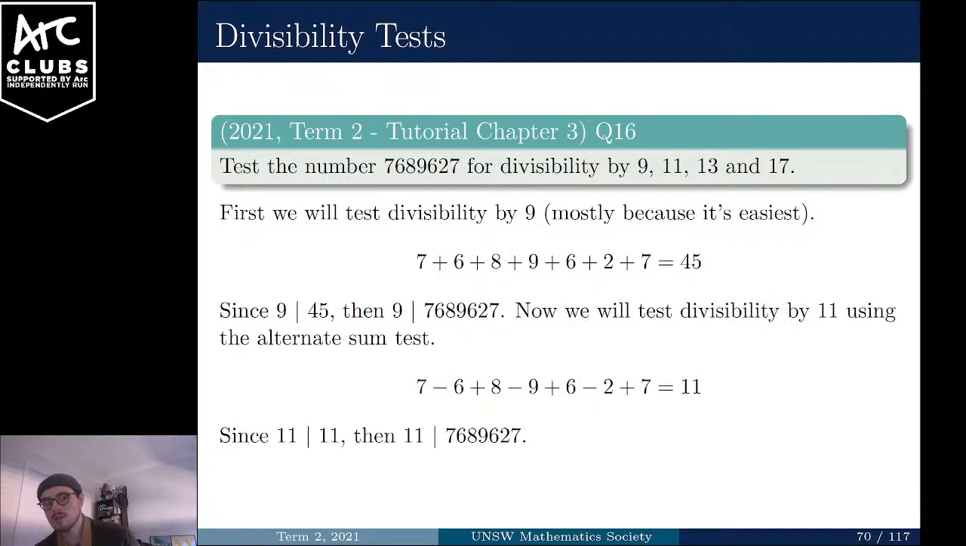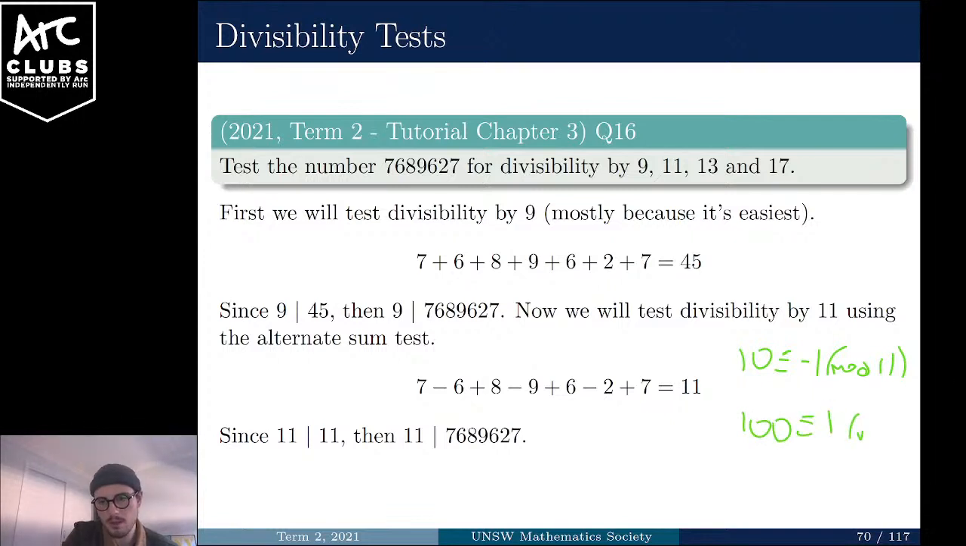Great, so we've got this alternate sum test for 11. If you haven't seen this before, you probably have come across it somewhere. The way this works is because we're working in base 10, each of the powers of 10 are alternately congruent to 1 or minus 1 modulo 11, right? So you've got 10 is congruent to minus 1 mod 11, and then you've got 100 is congruent to 1 mod 11, right? Because 99 plus 1 is 100.